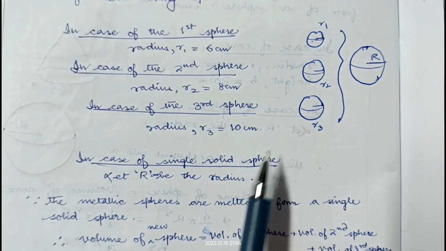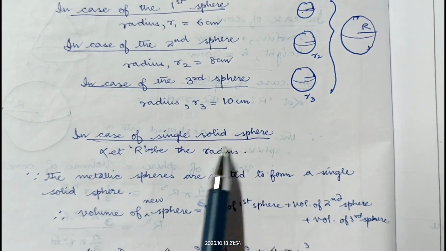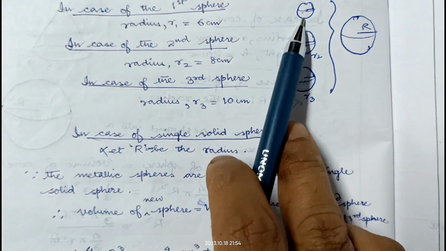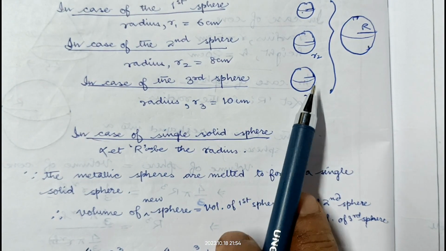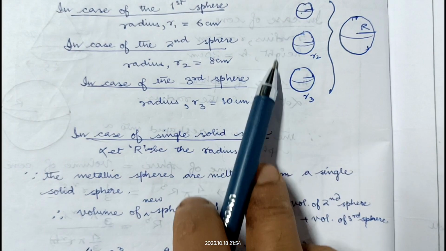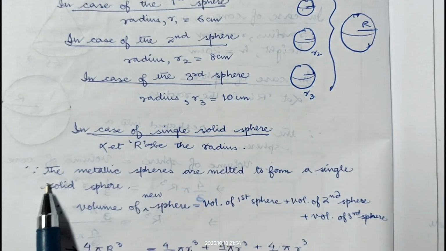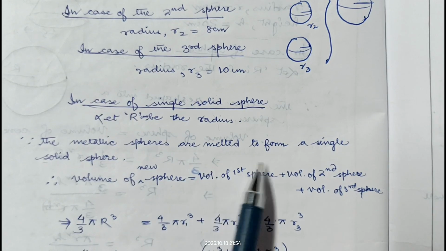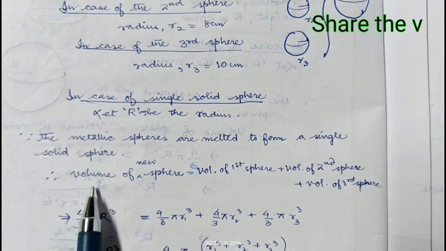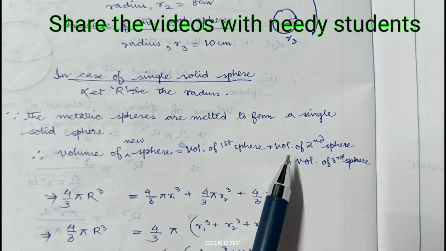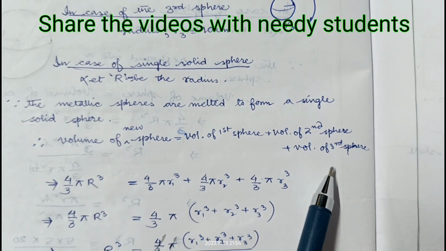So in case of the bigger one we can write in case of single solid sphere, let capital R be the radius. Now just because these 3 spheres are melted and we got this one, the volume of these 3 together will be equal to the volume of the bigger one. So we can write since the metallic spheres are melted to form a single solid sphere, therefore volume of the new sphere will be volume of first sphere plus volume of second sphere plus volume of third sphere.